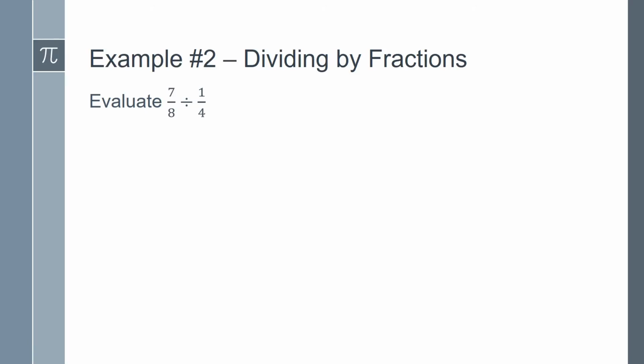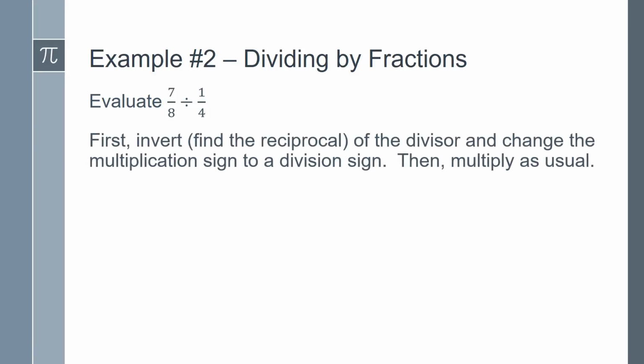For example number 2, we will need to evaluate 7/8 divided by 1/4. First, we need to invert, or find the reciprocal of the divisor, and change the division sign to a multiplication sign, and then we can multiply as usual. So we start with 7/8 divided by 1/4, and we find the reciprocal of the divisor, so now we have 7/8 times 4/1, and we can cross-reduce the 4 and the 8, and we find the fraction 7/2. 7/2 can be simplified to 3 1/2. So 7/8 divided by 1/4 equals 3 1/2.